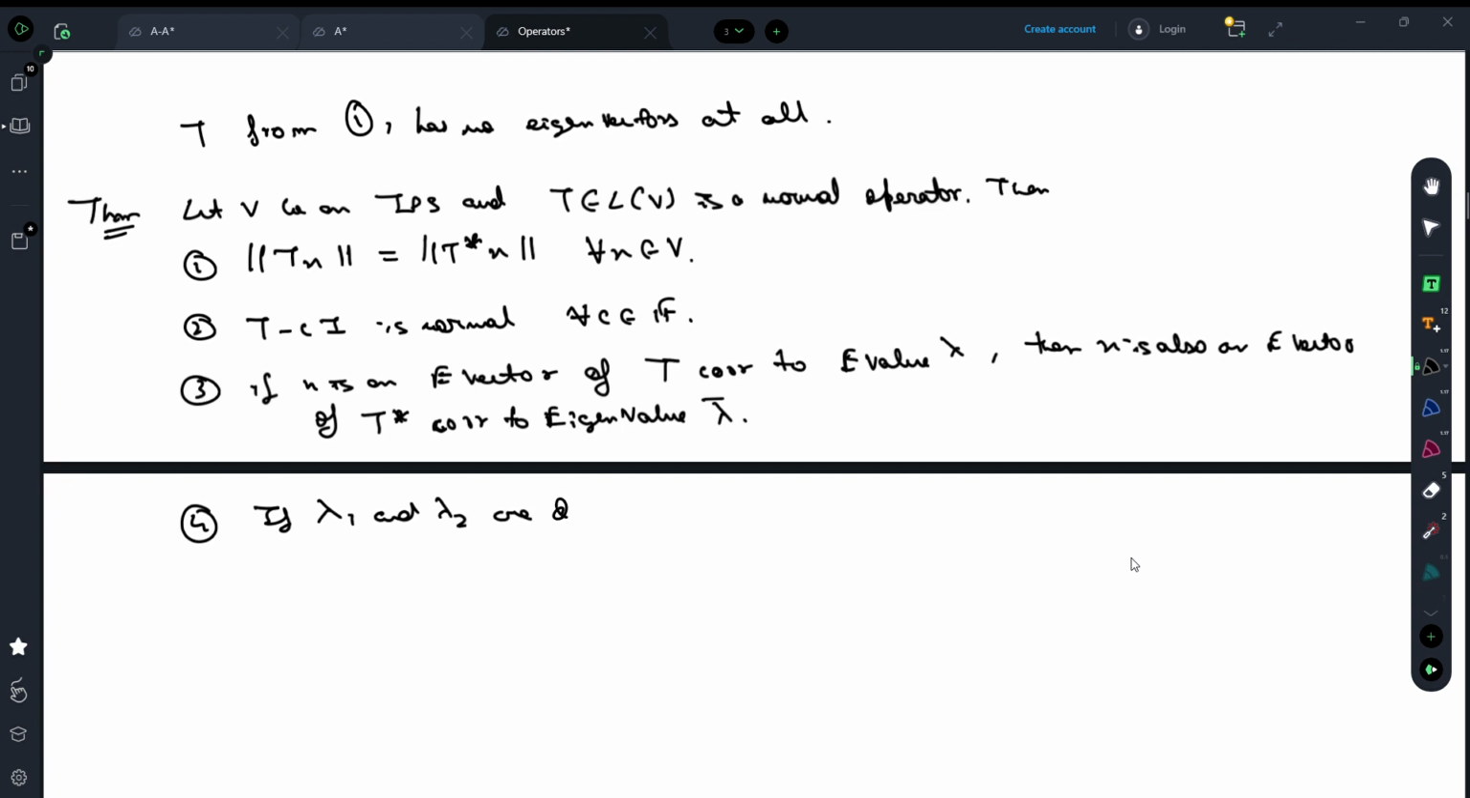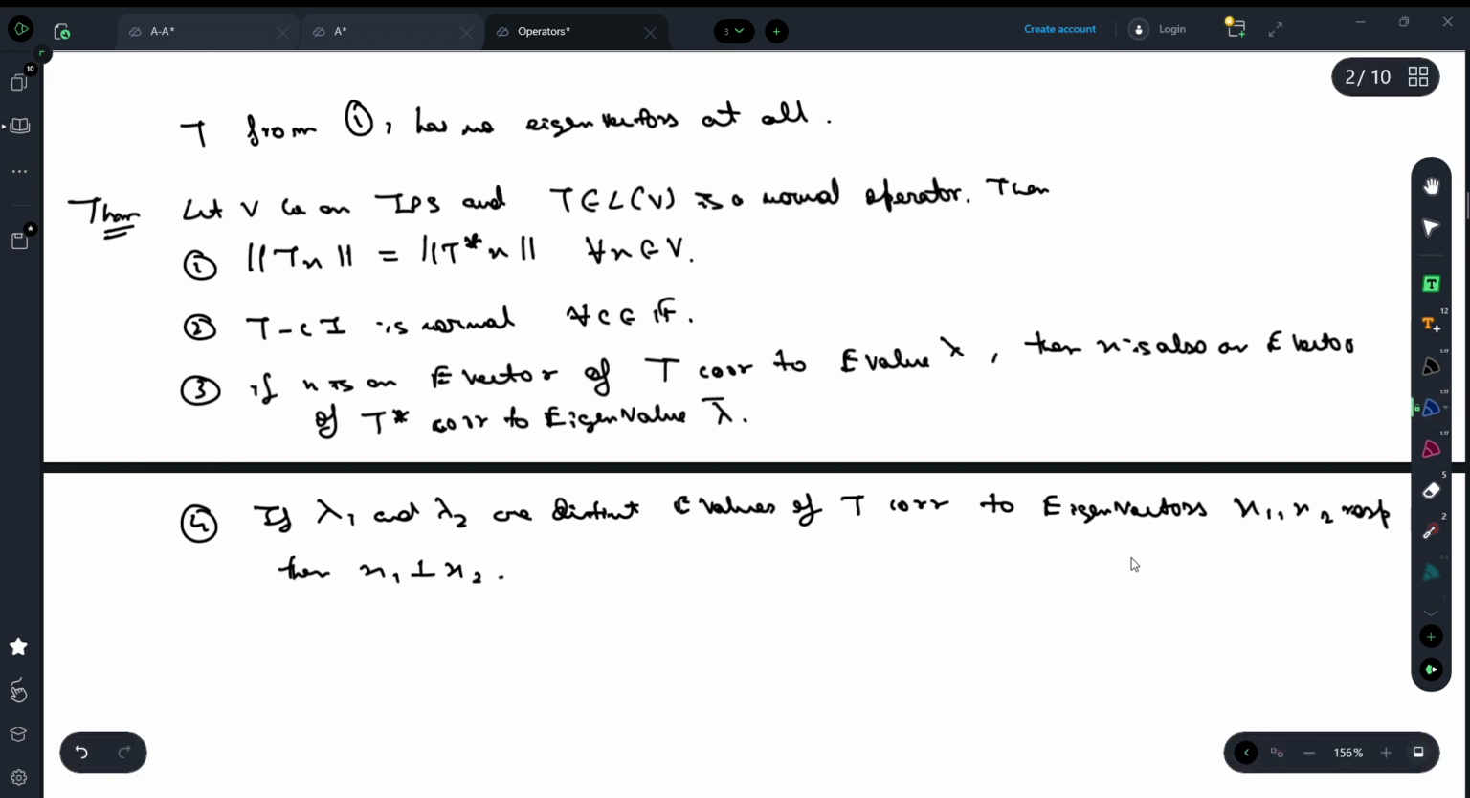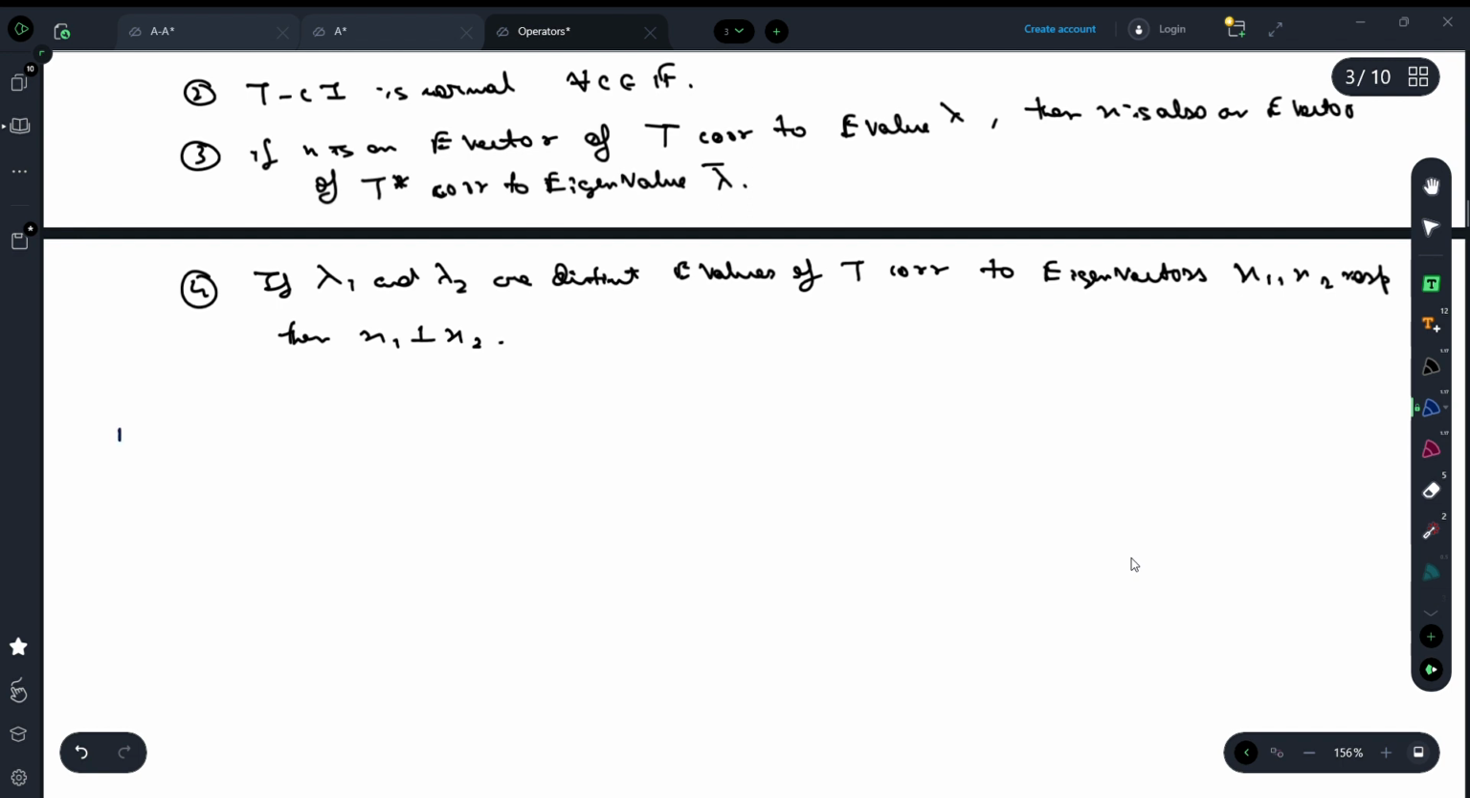Number four is that if lambda 1 and lambda 2 are distinct eigenvalues of T corresponding to eigenvectors, say x1 and x2 respectively, then x1 and x2 are orthogonal. That is, eigenvectors corresponding to distinct eigenvalues are orthogonal in nature. Let's prove this. The proofs are fairly simple.